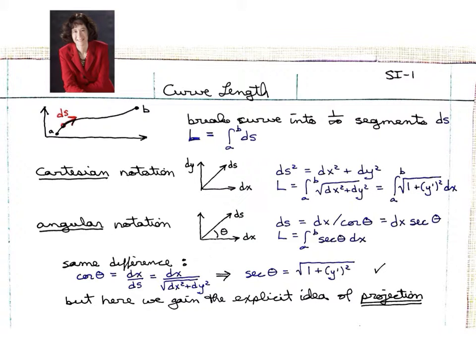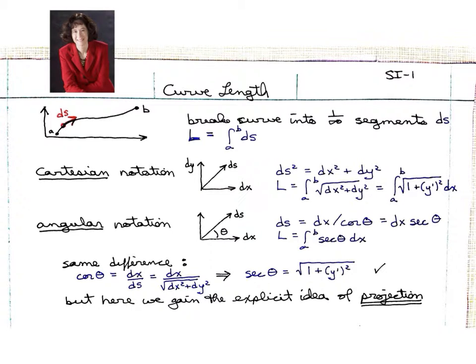But in angular notation, we might notice that ds could be projected down onto the x-axis by angle theta. And then we would say that ds was in fact dx secant theta, so that our length integral is adding up secant theta dx from A to B.